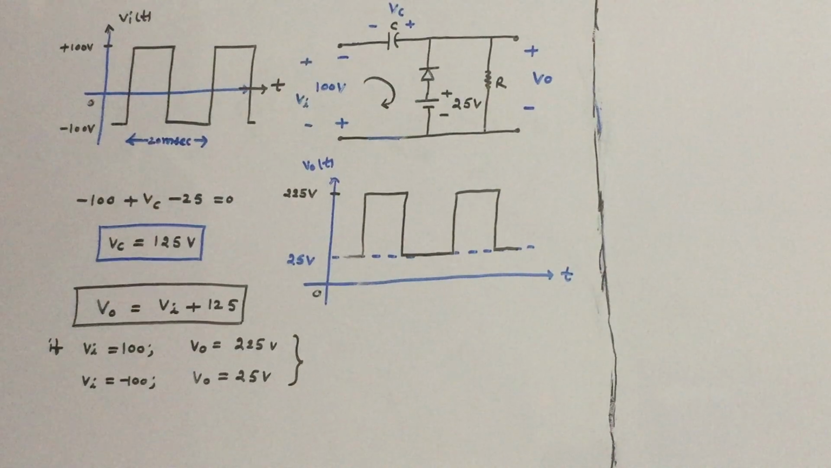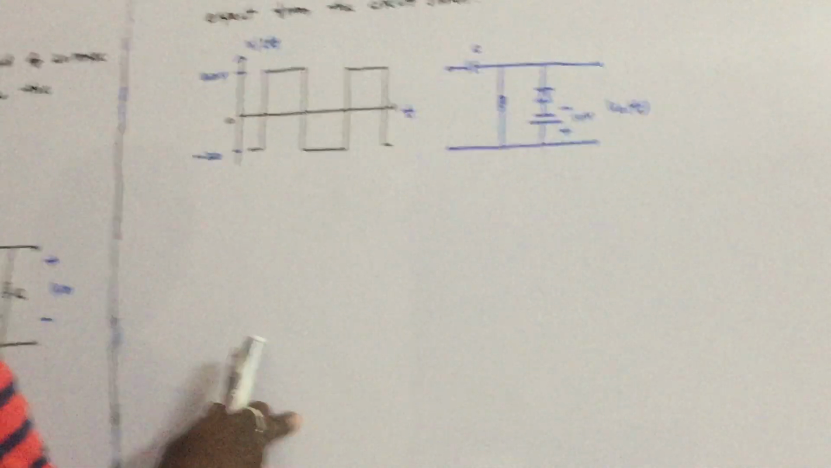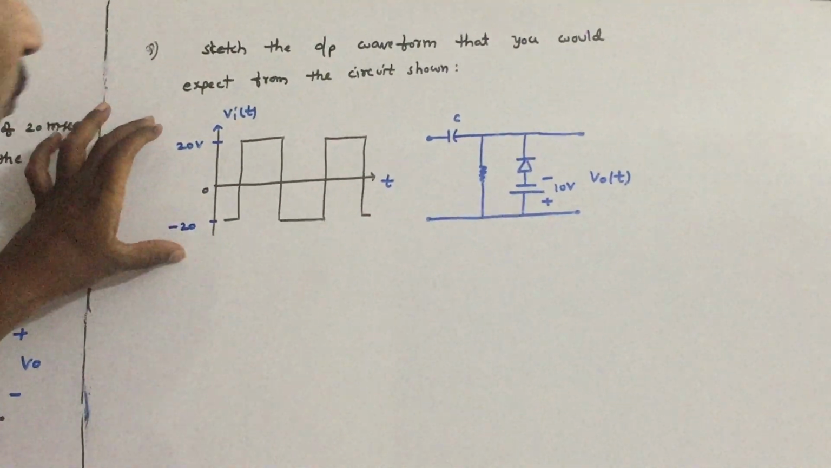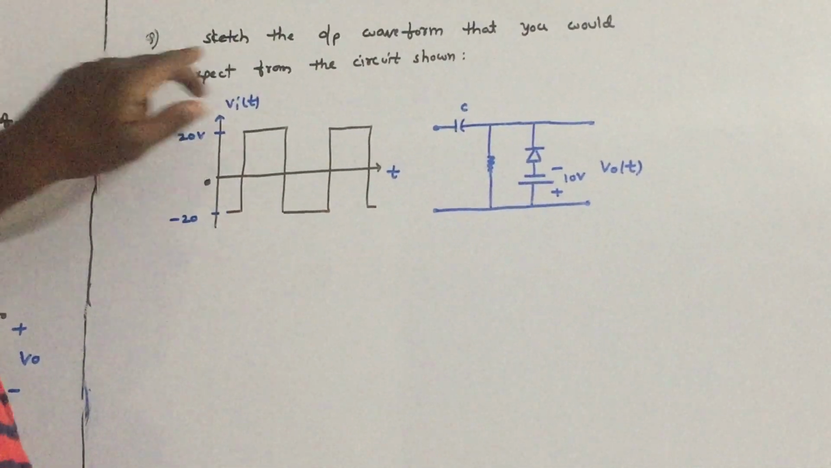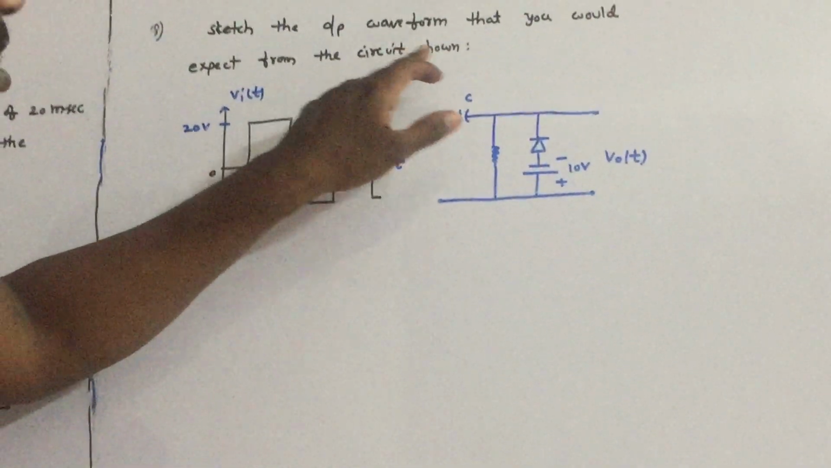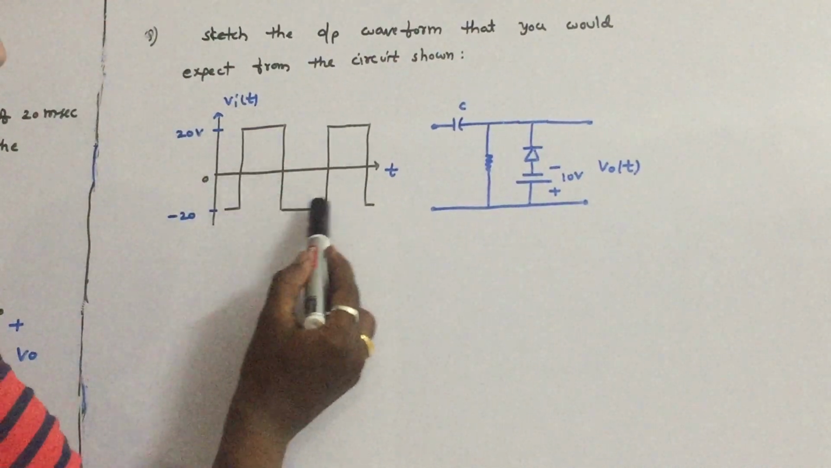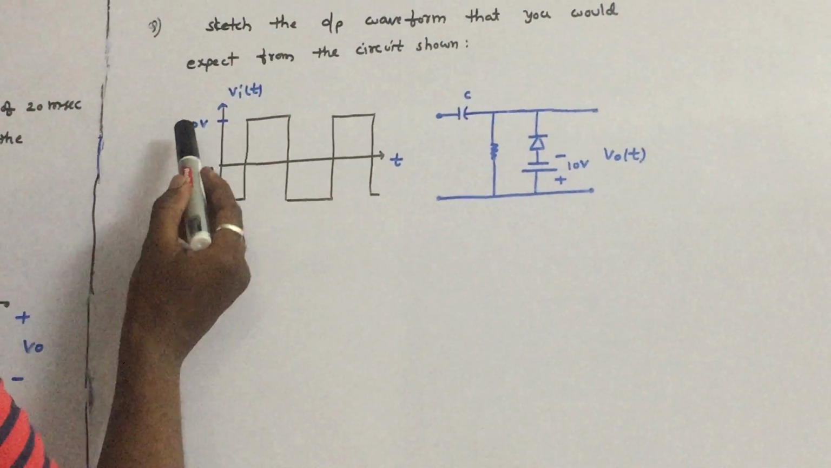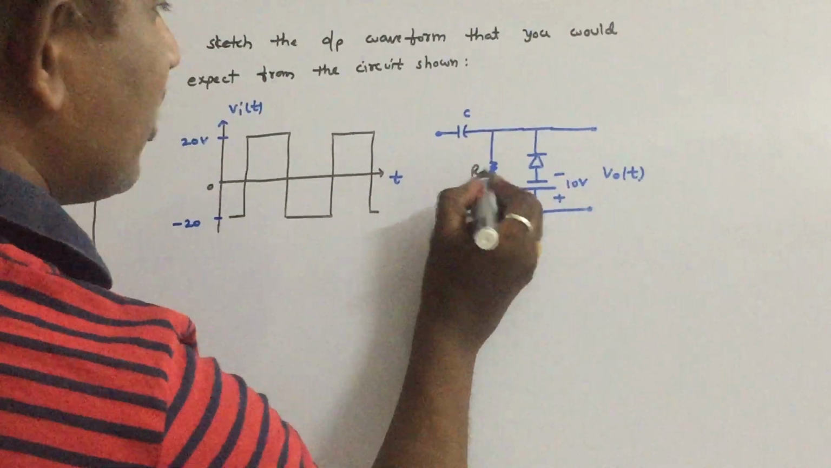So let us see the second problem on positive clamper circuits. Here the input waveform is given, the circuit is given. So let us see this question. Sketch the output waveform that you would expect from the circuit shown. Here the input is given as a square wave, with negative peak minus 20 and positive peak 20. So this is the circuit which is given, and we have to sketch the output.